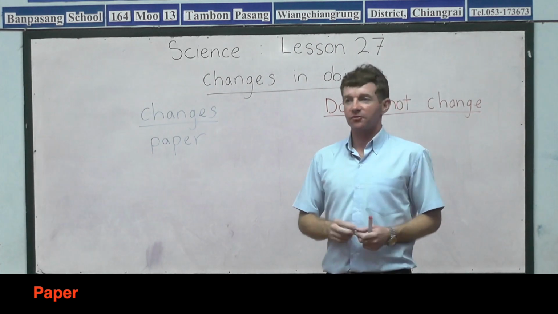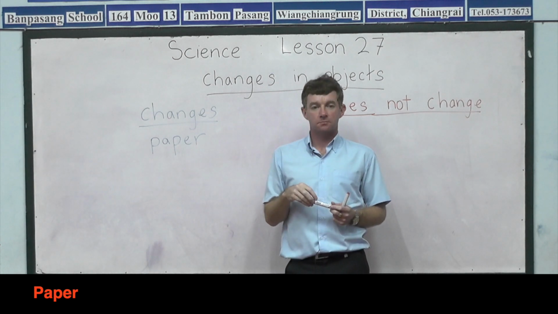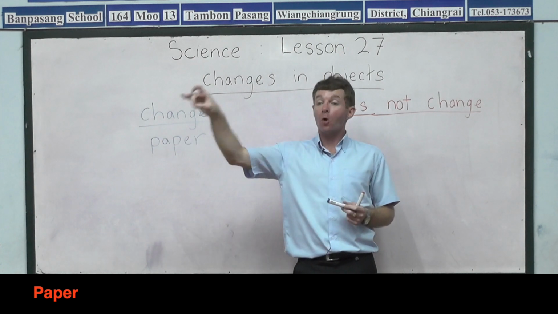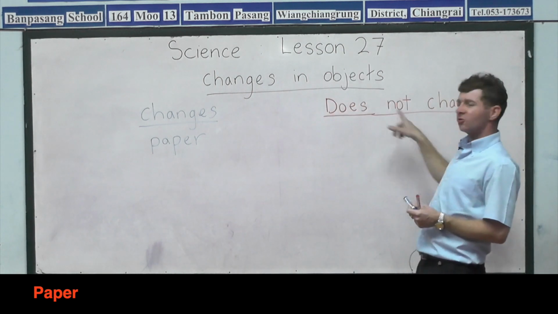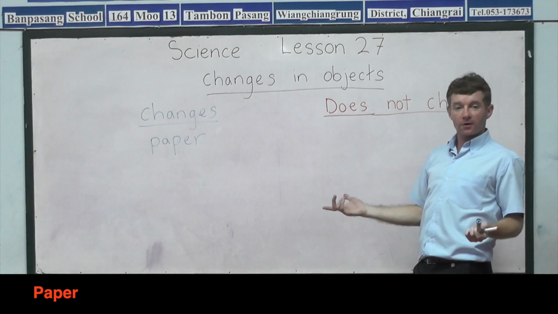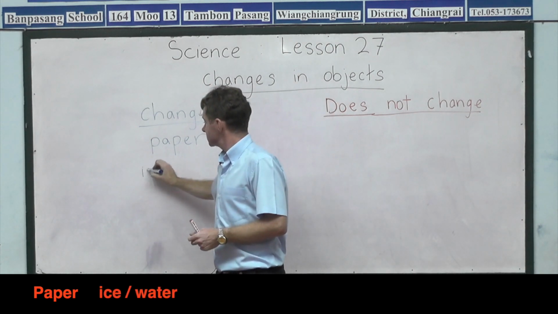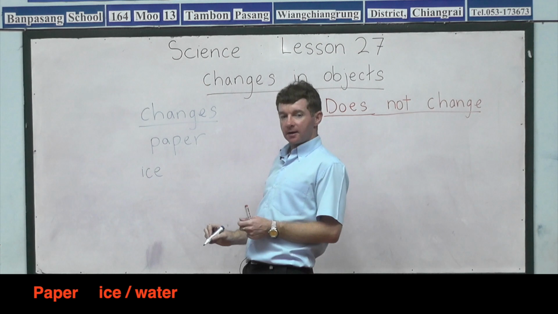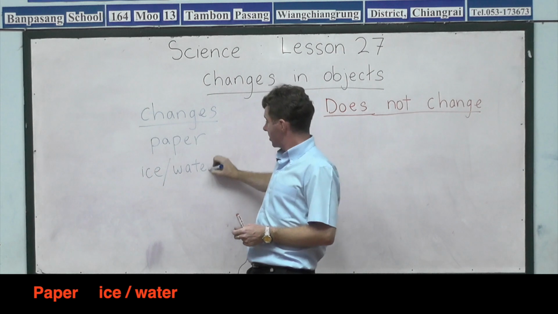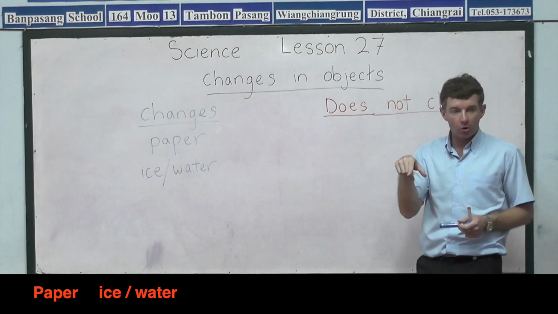How about, let me see. Ice or water? Yes, we can say ice or water changes. Ice changes. Water changes. How do we spell ice? I-C-E. And how do we spell water? W-A-T-E-R. Changes or does not change? Changes. Okay.